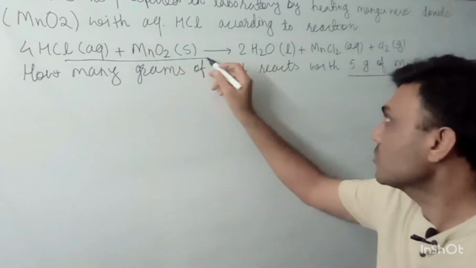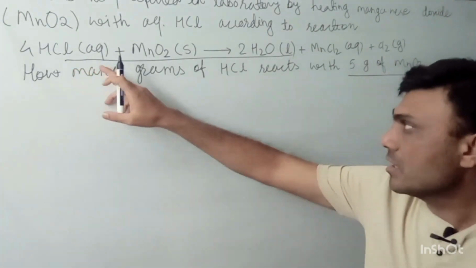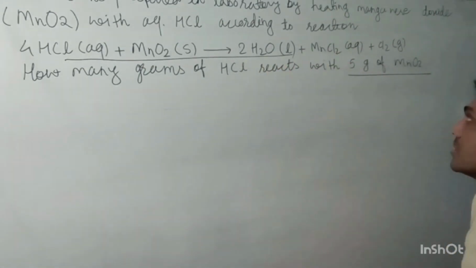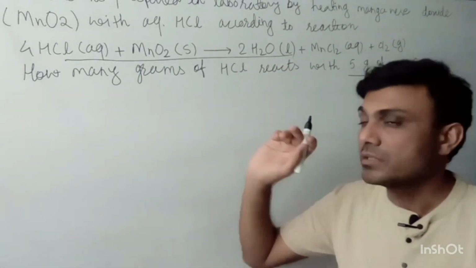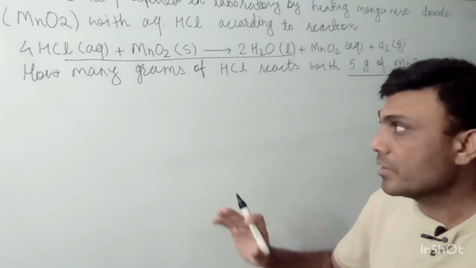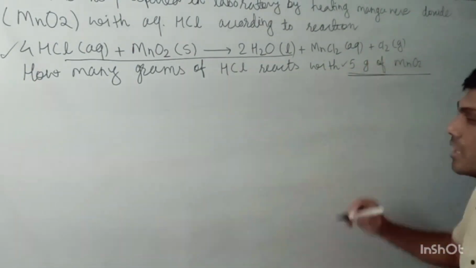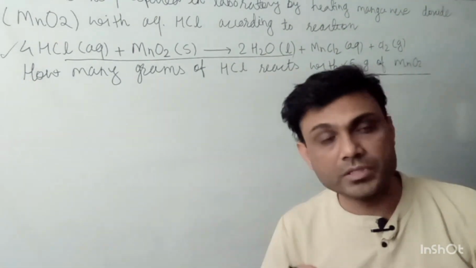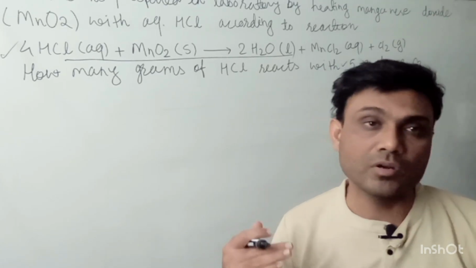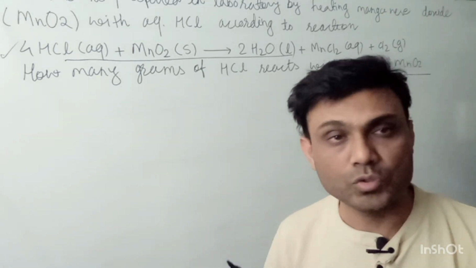and this reaction is also given. The reaction is 4HCl plus MnO2 gives 2H2O plus MnCl2 plus Cl2. This reaction is given and the reaction is in balanced form. Okay, this is given and the amount of MnO2 is given. So with the help of these two data, we have to calculate the amount of HCl required that will react with the 5 gram of MnO2.